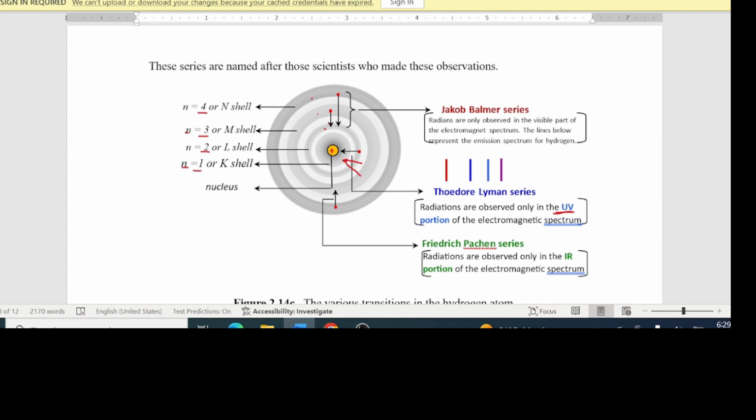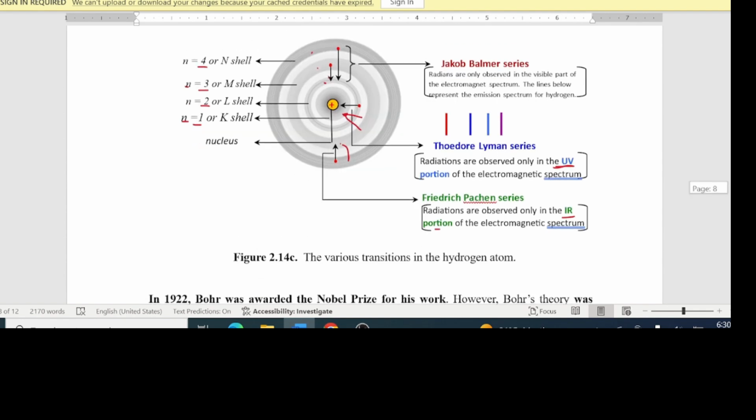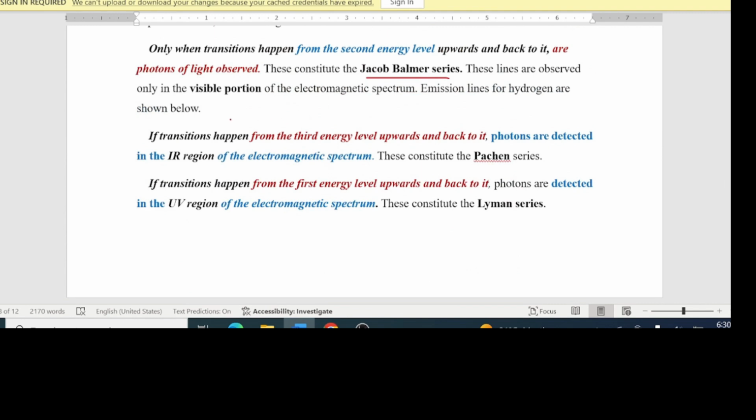And then you have Friedrich Paschen, should be an S there. He discovered that if transitions are happening from the third shell upwards and backwards, then the energy that is given off there, or the photon that is given off there, is only detected in the IR, the infrared portion of the electromagnetic spectrum. I just said, let me highlight that to you, so you'll come across that one day. These are laid out here. You can take your time and read that later on.